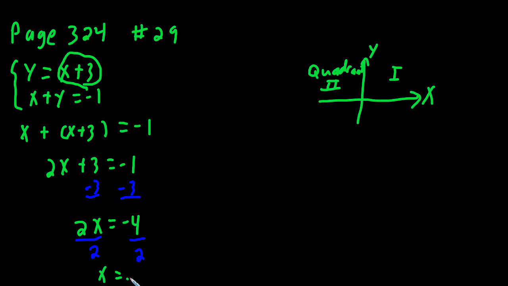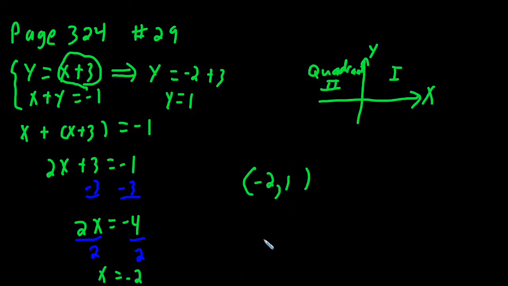Come back here wherever you want, and you can find y. Of course, this top equation would be easy for finding y. y equals x plus 3, and I'm substituting in the -2. So -2 plus 3 is 1. So the solution to this system is -2, 1. You can check it. If you put that ordered pair into each equation, it should work out.